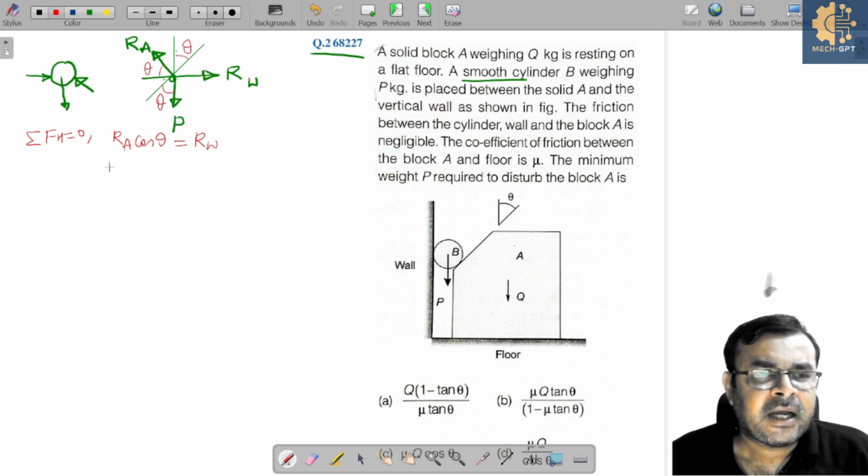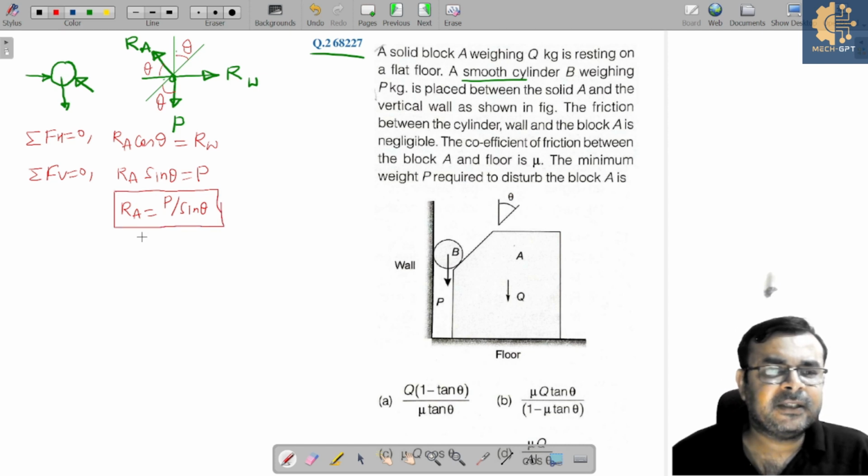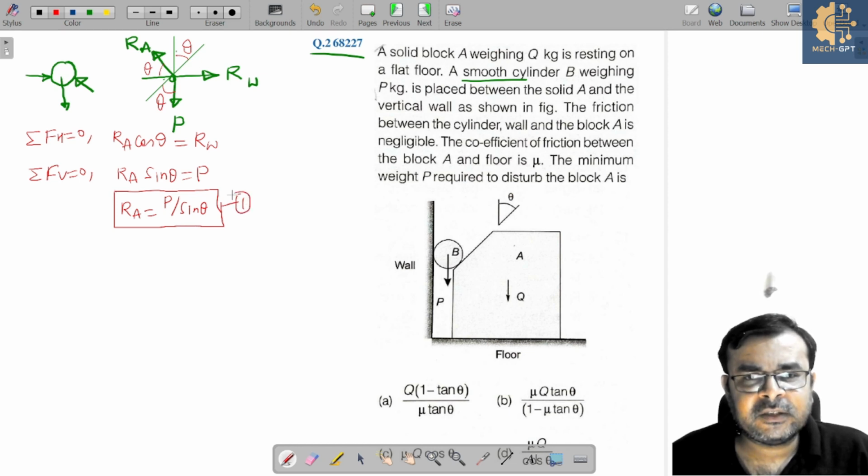And similarly if I say its vertical component, summation of vertical force is equal to 0, so simply can I say this is Ra sin theta is equal to P. So from this simply we get Ra is equal to P by sin theta, and I am not interested in determining Rw because we need Ra only, yes or no. So let's say this is equation 1.